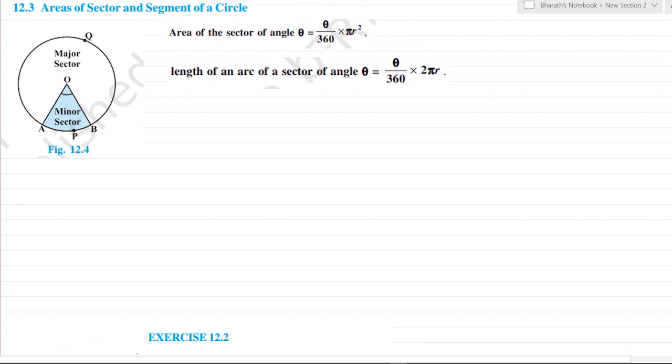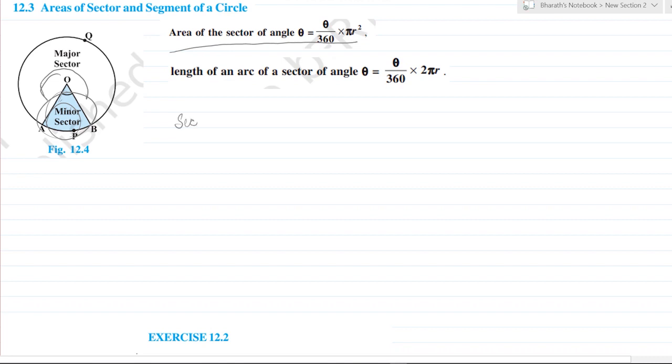Here comes the next topic: area of sector and segment of a circle. Now in this circle, this shaded region is a minor sector. Minor sector means, in this whole circle, the smaller sector after dividing by OA and OP. And this is a major sector, which has a larger portion. Fine. So to calculate this area, we have a predefined formula.